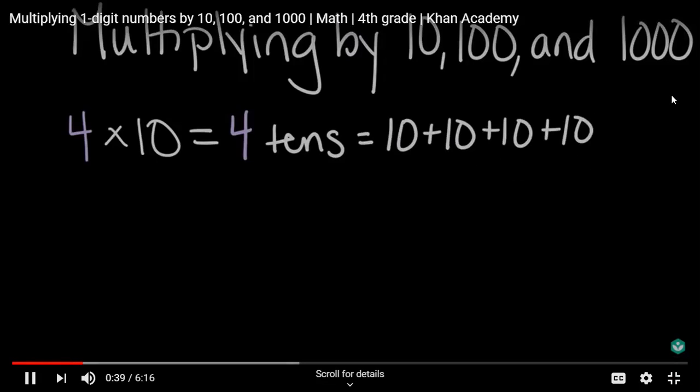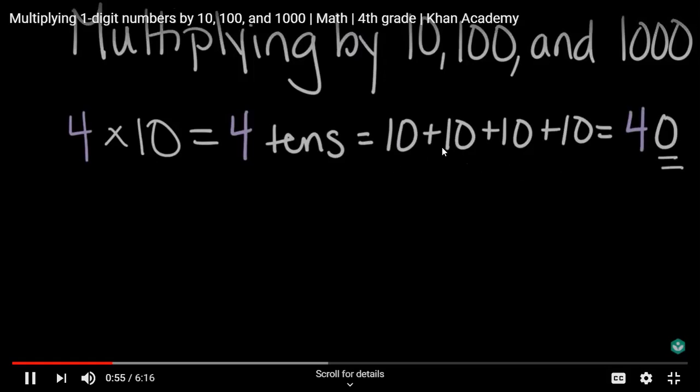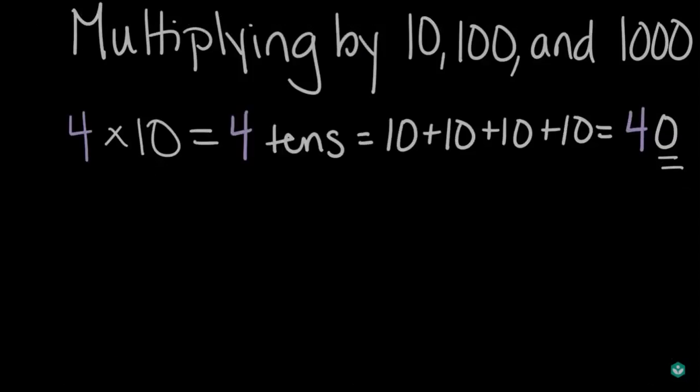And now let's count that. 10 plus 10 is 20, plus 10 is 30, plus 10 is 40. So our solution is 40, or a 4 with a 0. And this is the pattern that we've seen before. When we multiply 4 times 10, we keep our whole number of 4, and we add a 0 to the end for the times 10.